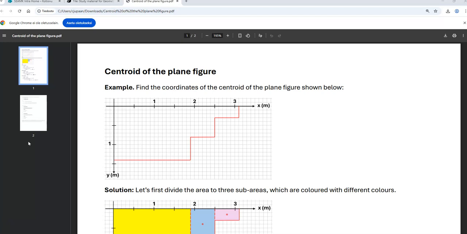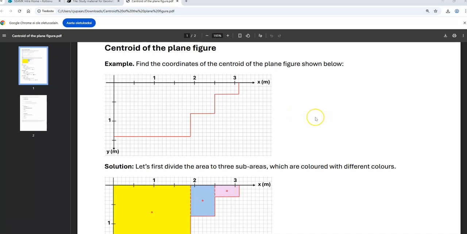Today we will take a new concept concerning centroid of the plane figure. I'm not going to draw anything with my hand, and I am only using a ready PDF file which you can find from the material from the Moodle, but I will show that to you. I think now you will see this PDF here.